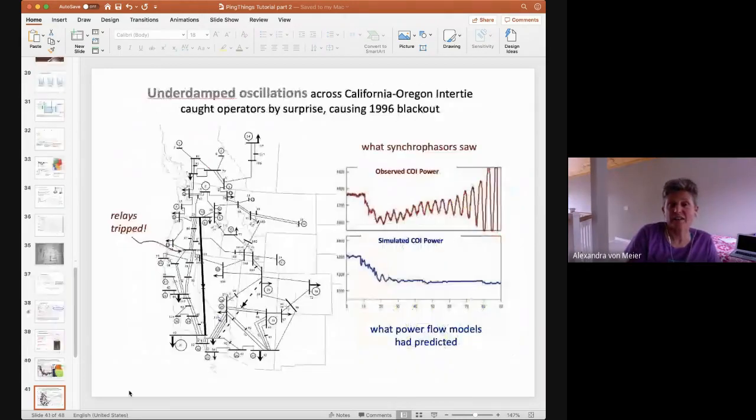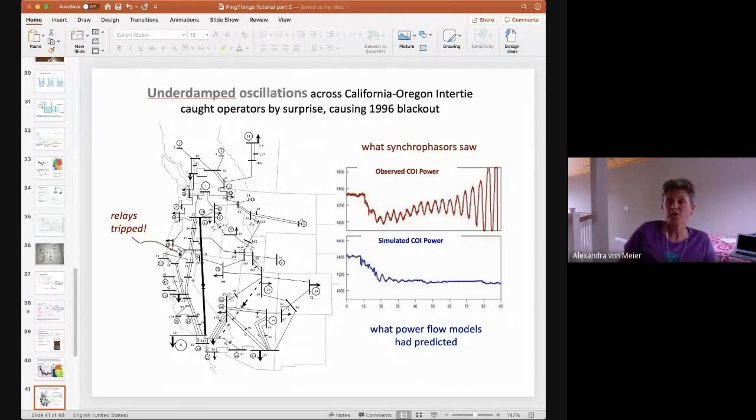This is the classic event in 1996, if you're old enough to remember. The lights went out, and they went out because there were power oscillations that were underdamped between the north and the south. This is at the California-Oregon intertie. Grid operators were under the naive illusion that everything was going according to models and the power flow was perfectly steady. In reality, there was an oscillation which over time was underdamped and exploded in amplitude until the system disconnected.